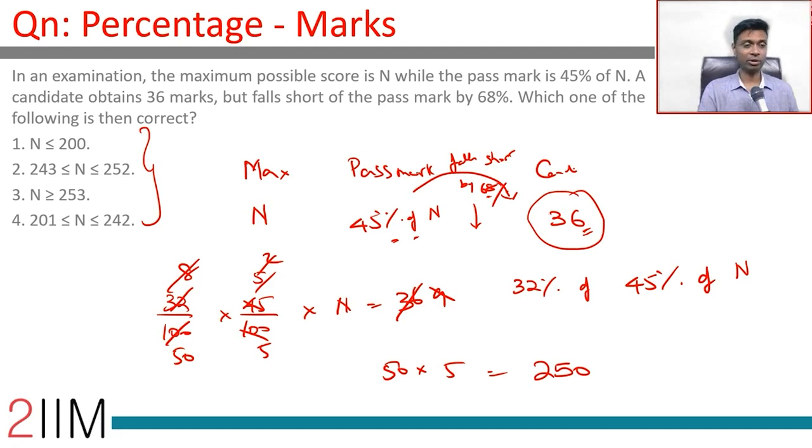So we've got a specific value of N. So these choices should be much simpler. It's not less than or equal to 200. It does lie between 243 and 252 inclusive. It's not this. It's not this. N is equal to 250.